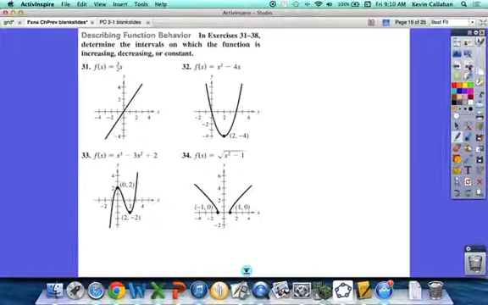Okay, what about this function? What is it doing from here to here? Decrease, and how would you state that interval? -infinity to 2, the x value, not the y value, the x value. And then what's this interval? 2 to infinity. Okay, so there'll be that.